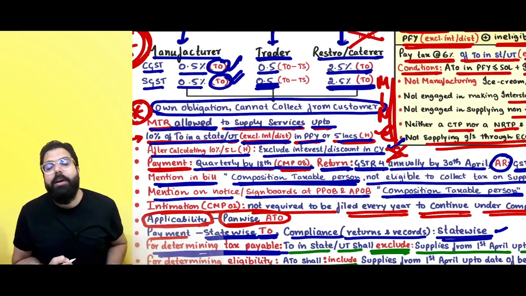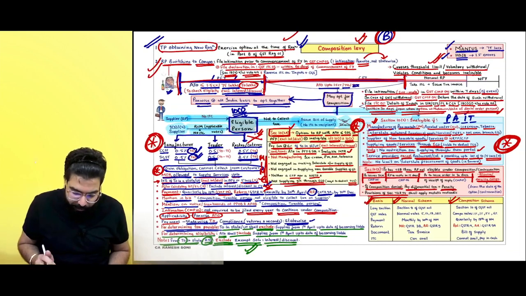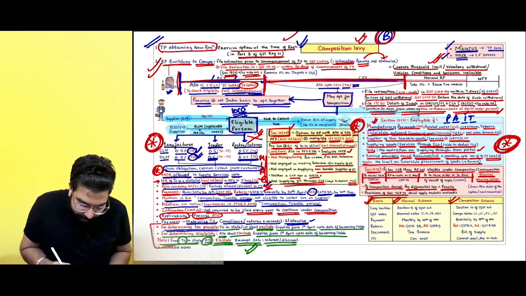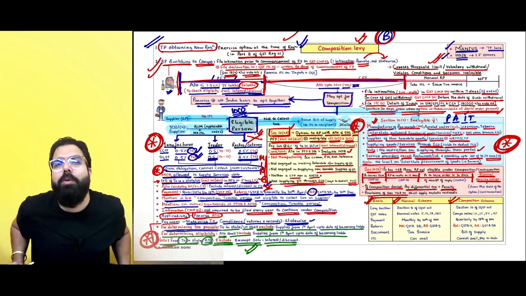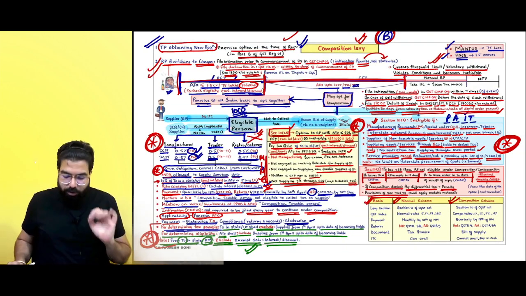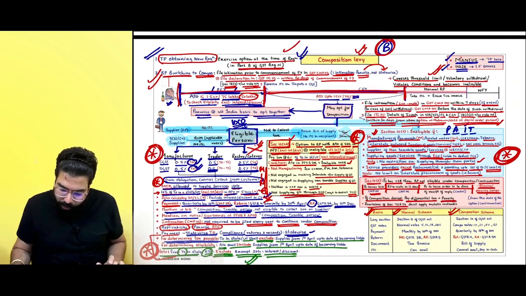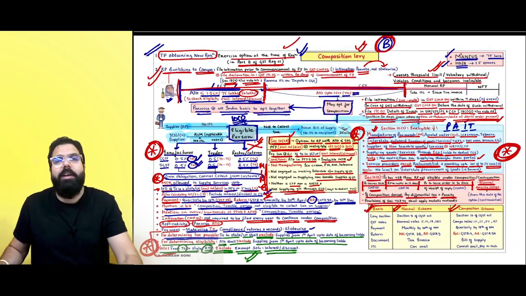MTR is allowed 10% additional services, you have to be careful about that. Marginal services related. And sir, how to determine aggregate turnover, how to determine the turnover on which you have to pay the taxes, that also I have explained to you. Here I will close my chapter of composition levy, everyone.